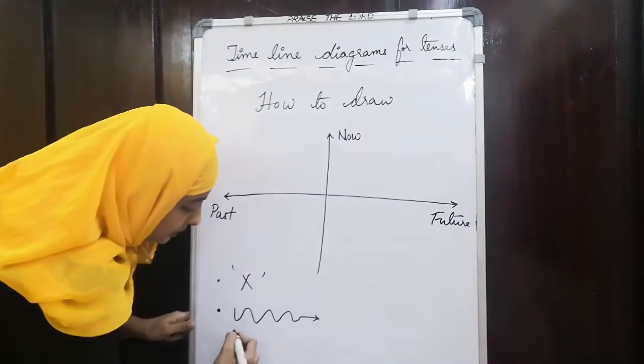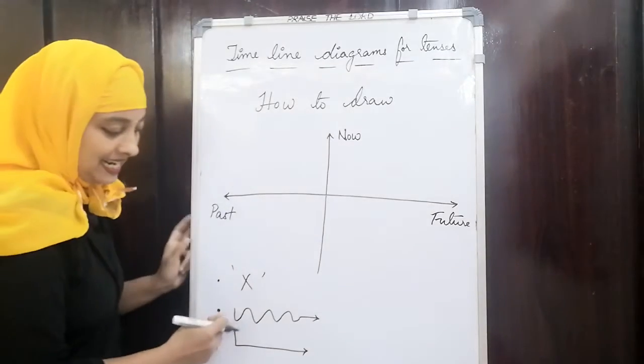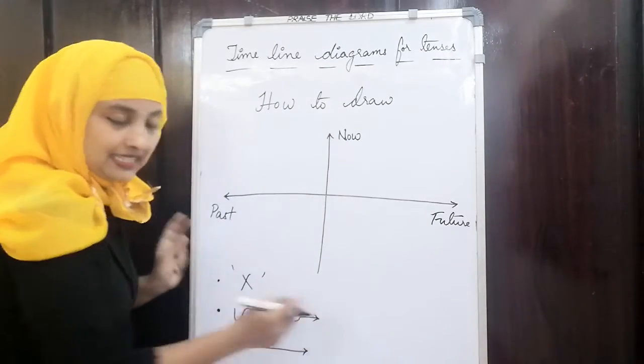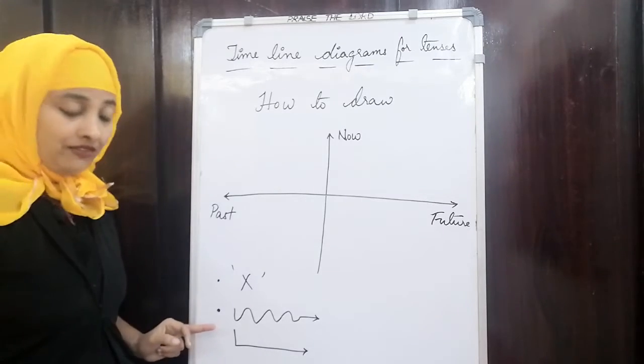or otherwise with a single line. This indicates that it started somewhere and it is still continuing. So this is about representing progressive events.